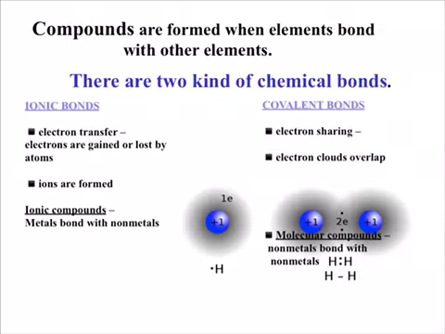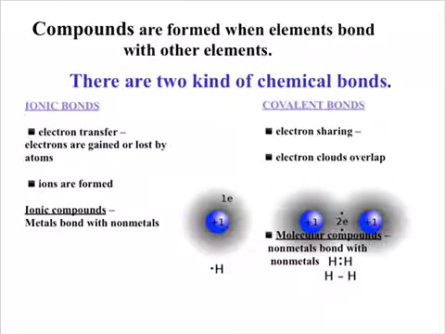The other type of bonding is called a covalent bond, and that's when electrons are shared between two atoms. In that situation, your electron clouds overlap, so you have sharing of electrons between the two nuclei. Here's a nice diagram of that. When this occurs, the type of compound that is formed is called a molecular compound, and that happens when nonmetals bond with other nonmetals.